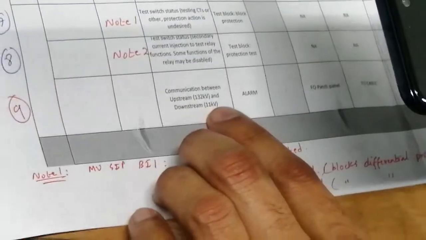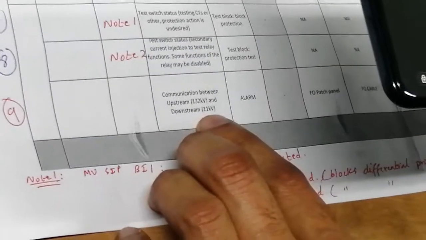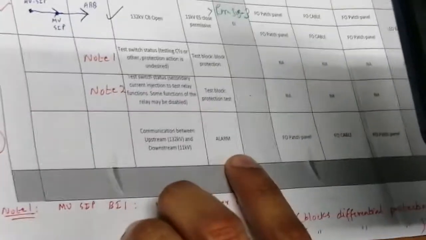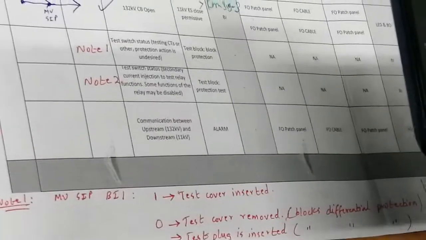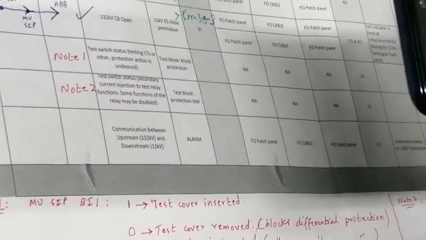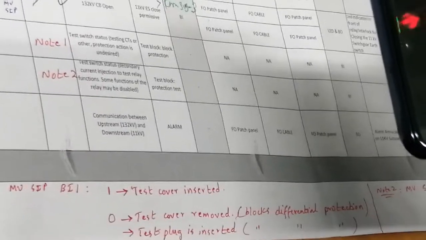The 9th signal is the communication failure between 132 kV and 11 kV. It's related to the fiber optic cable link. If that fails, we will have an alarm. For this, we have configured an LED on the annunciator available on the 11 kV switchgear incomer panel. We will see an LED. For that we will disconnect the fiber optic cable from one side.